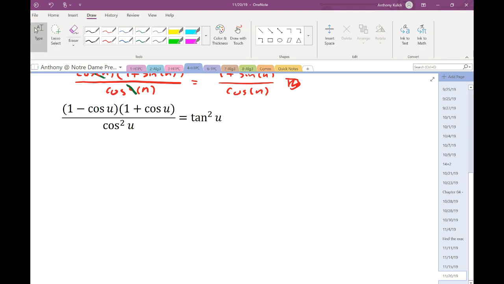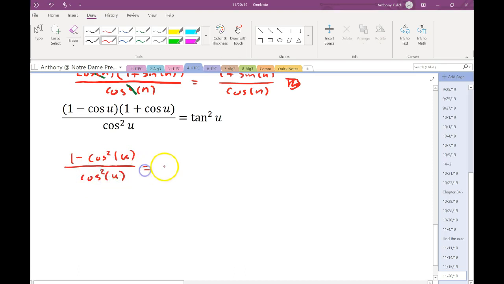Yeah, let's multiply the numerator out and do that difference of two squares. So when I do that, what do I get in the numerator? Yeah, I get 1 minus cosine squared all over cosine squared. And then what do we see? Okay, what identity, James? Good, so I can use the modified P1 to rewrite 1 minus cosine squared as sine squared.